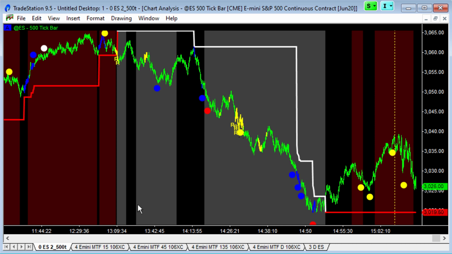Then let us look at the flip side of a pump and dump trade, which is a V reversal trade. And I'm going to show you that on the 15 and 45 minute charts.